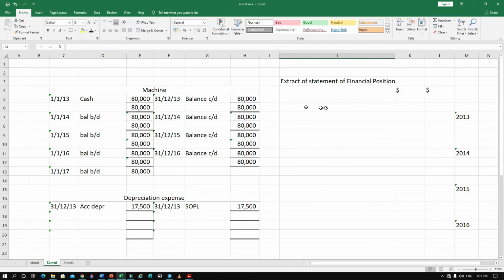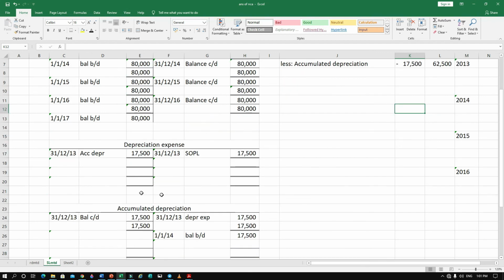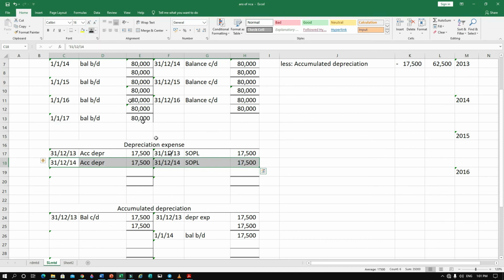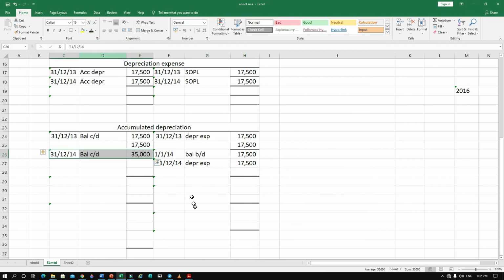This will lead to the statement of financial position. This is the extract part. For the non-current asset, which is the machine, the carrying amount now becomes 62,500 in 2013 by subtracting the accumulated depreciation 17,500 from 80,000 here. So we take this amount. This is the closing balance. Yes, transfer it here. As for the second year, depreciation also remains the same because we use the straight line method. But the accumulated depreciation now you increase another 17,500 now. So the balance carried down is 35,000. And we lead to the closing amount of the accumulated depreciation is 35,000.